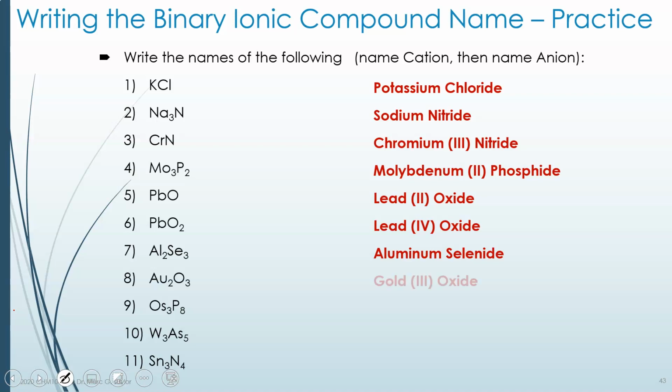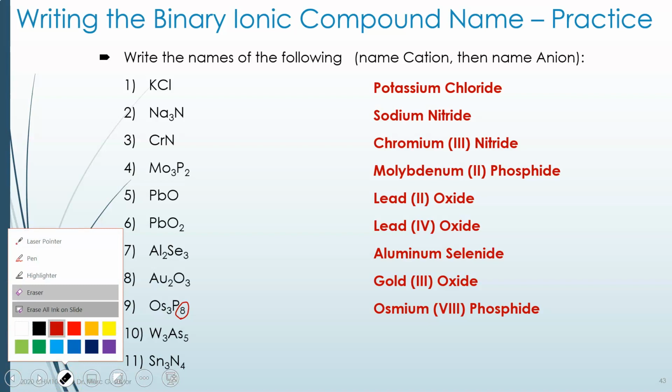Okay, this is gold 3 oxide. The next one you know is an osmium something phosphide, and it's osmium 8 phosphide. A lot of times it's the other number, but not always. So you can't always go by that, by the way.